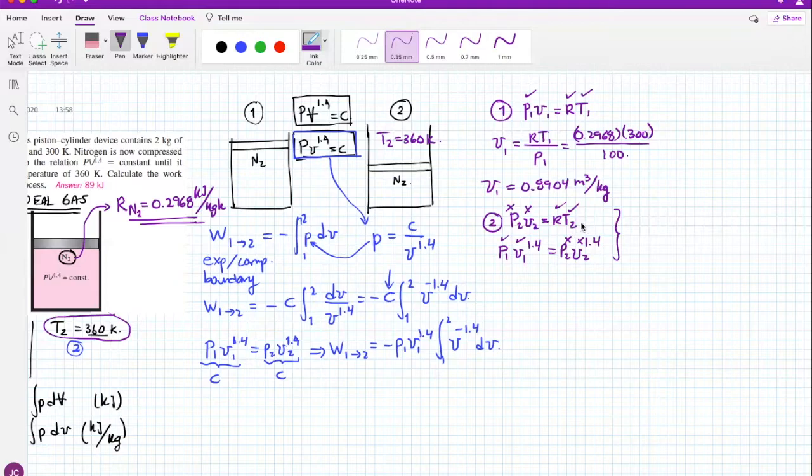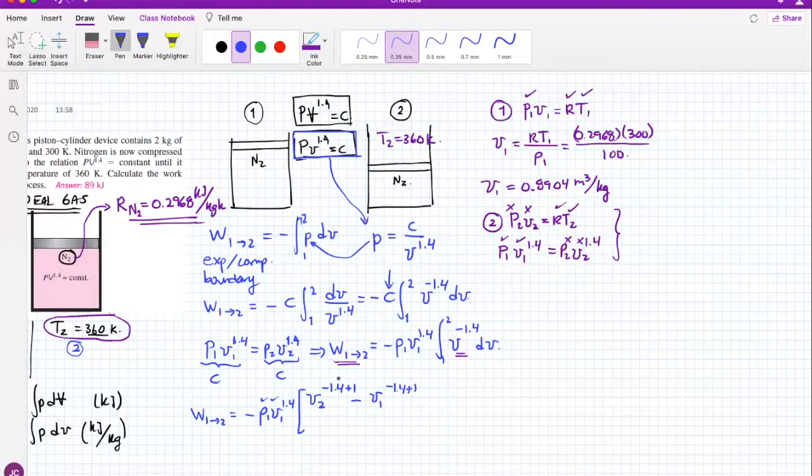If I cannot do that, I can just go back a little bit. Okay, so from here, I'm gonna go back to this place. I need to do this integral, and I'm gonna do it with the same color, which was blue. So from here, you will get w12 equals minus P1 V1 to the 1.4, which I already know, okay? And now the integration will be V2 to the minus 1.4 plus 1, that's the way you integrate, minus V1 to the minus 1.4 plus 1. I know that this thing is 0.4, but let me just put it explicitly like that.